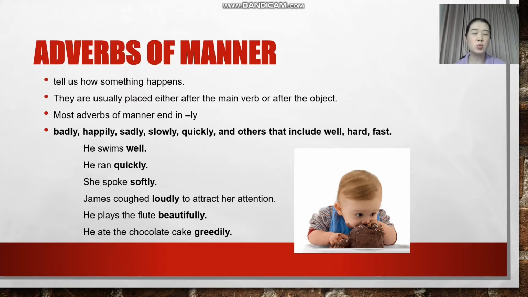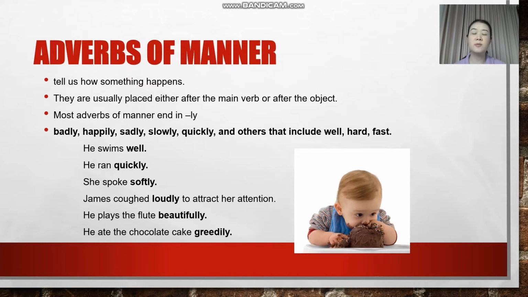Let's start with the first type of the adverb that is called adverb of manner. Okay, so this is to tell how something happens. So normally we can use the question how in order to get this kind of answer. And when we answer this kind of question, we normally use the adverbs of manner. And they are usually placed either after the main verb or after the object. So there are many possibilities in order to place this kind of adverbs.